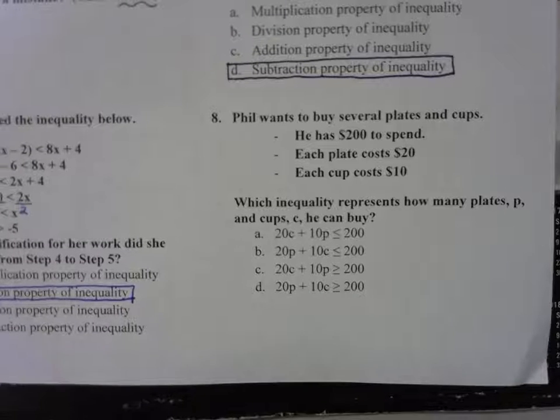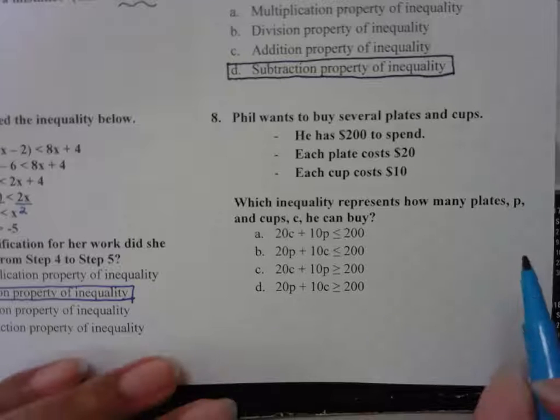Phil wants to buy several plates and cups. He has $200 to spend. Each plate costs $20. Each cup costs $10. Which inequality represents how many plates and cups he can buy?